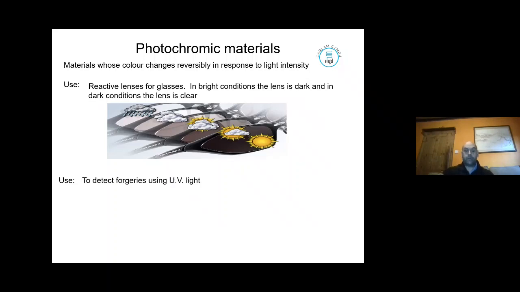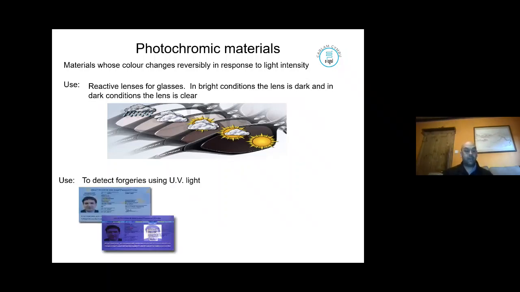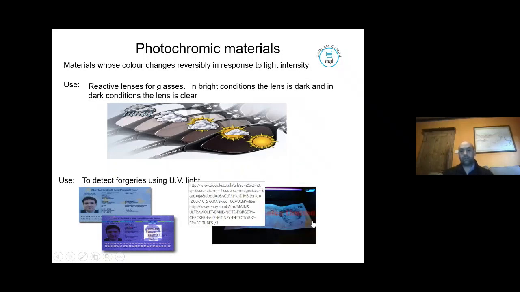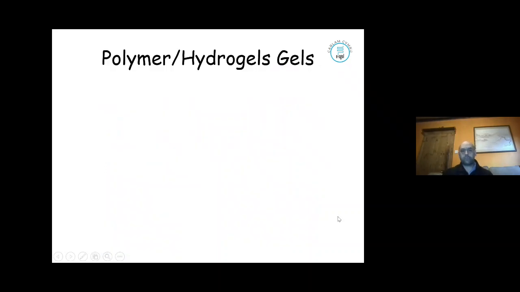Another use as well would be to detect forgeries. Okay, so you can see here under normal light conditions, we've got a photo of the person on the driving license, and then with UV light, we can see additional information. So you'll see that on, for example, driving licenses, banknotes are all good examples.